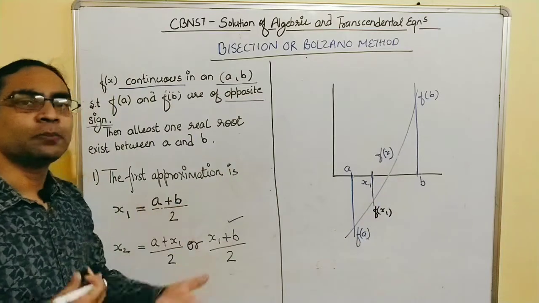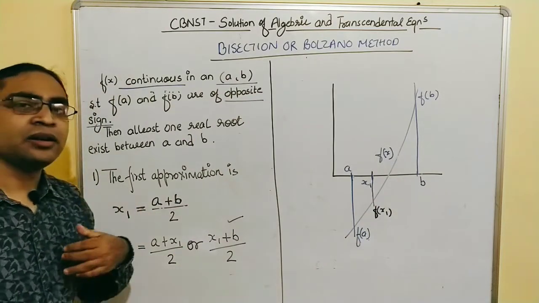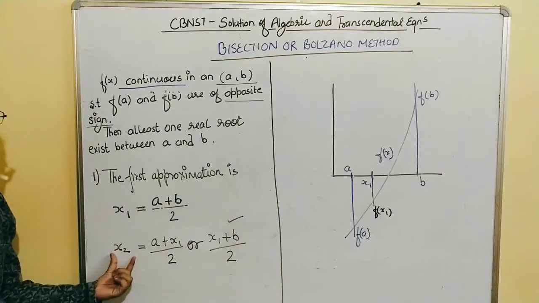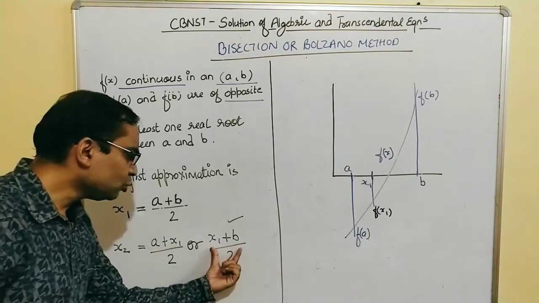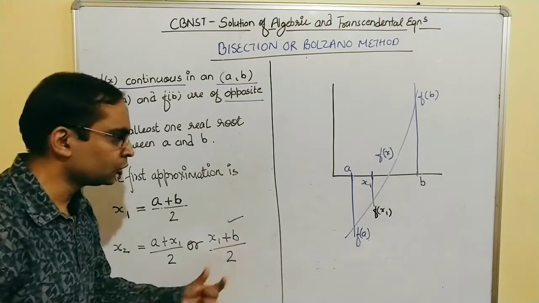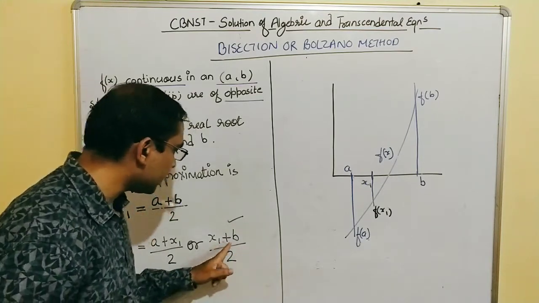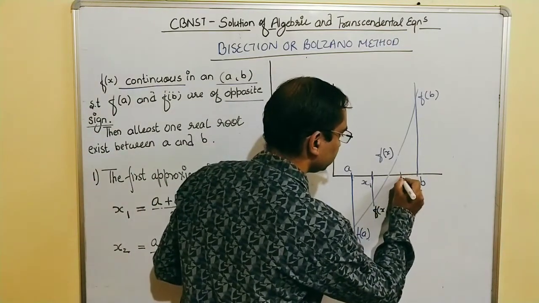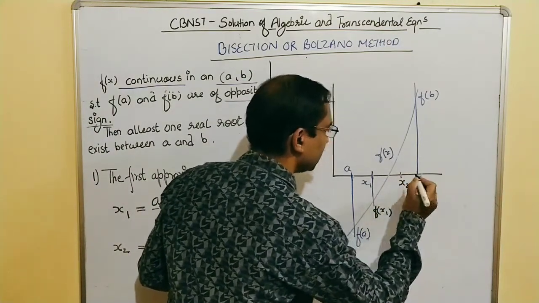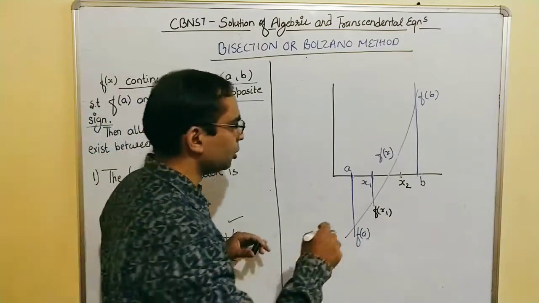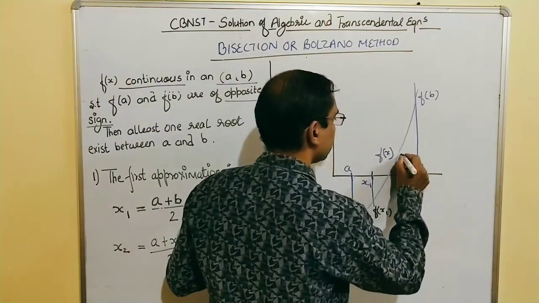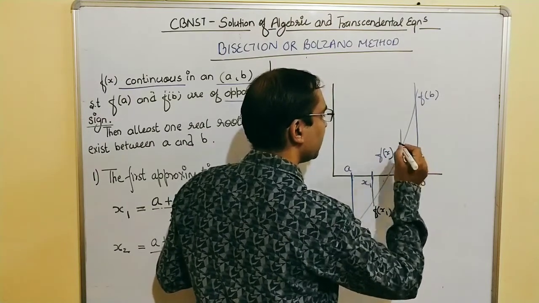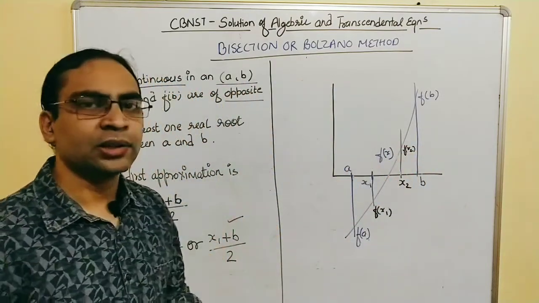So we'll continue the process and we'll find our next approximation. So the next approximation, that is x2, will be x1 plus b upon 2. Let's see that this next approximation comes at this point. So let's say this is x2. Now drawing a perpendicular from x2, we can see that this is cutting the curve at this point, and here we have got this f of x2.